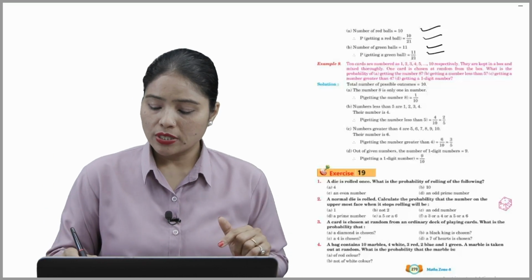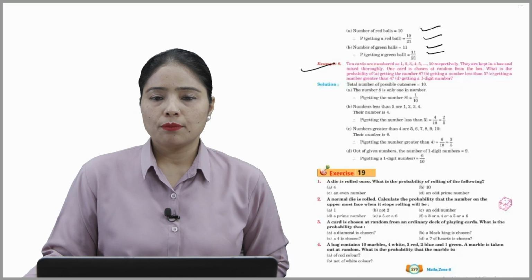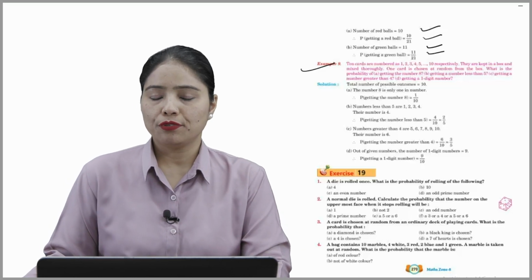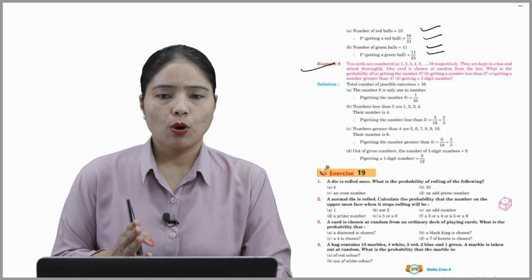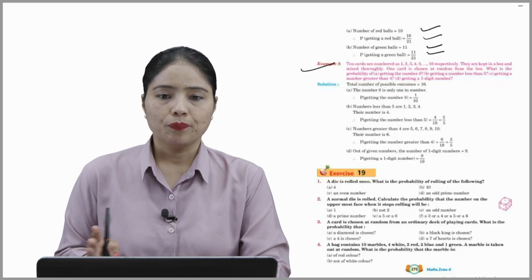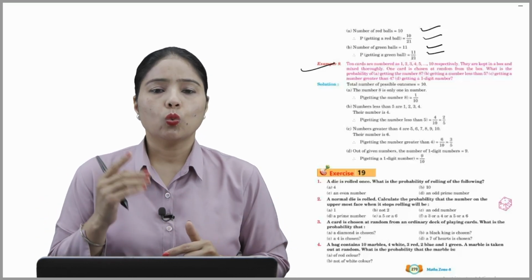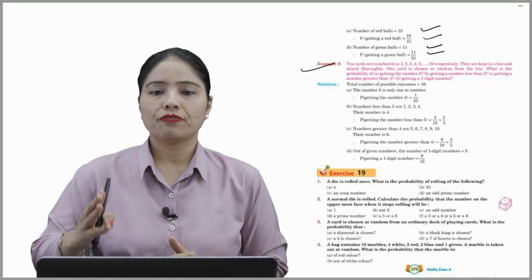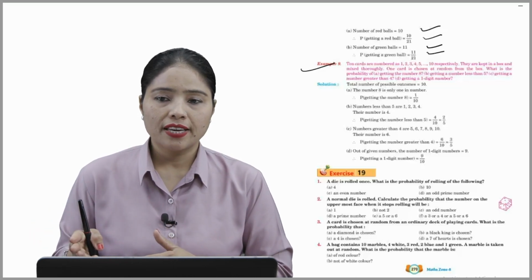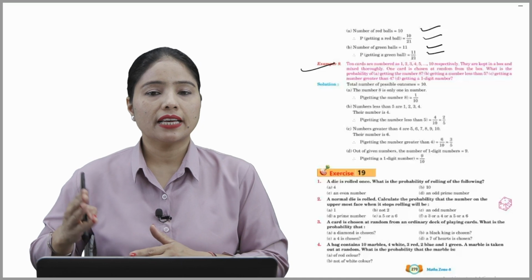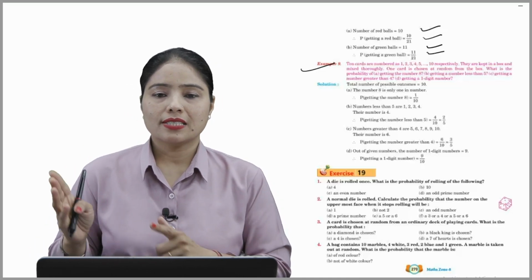Now just see example number 9. 10 cards are numbered 1, 2, 3, 4, 5 till 10 respectively. They are kept in a box and mixed thoroughly. One card is chosen at random from the box. What is the probability of getting the number 8, getting a number less than 5, getting a number greater than 4, and getting a 1-digit number?